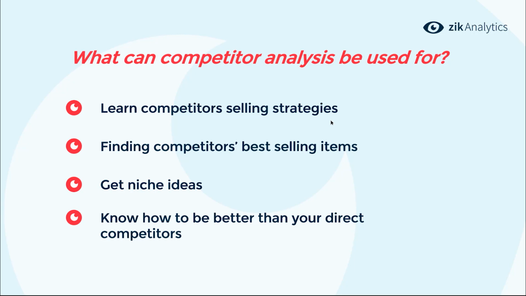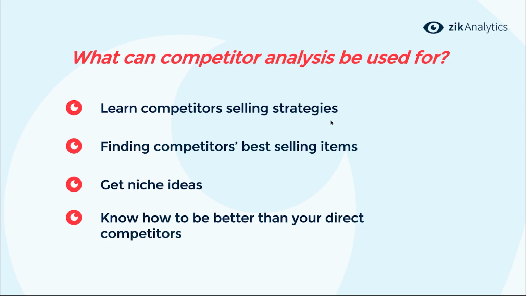Number 3 is get niche ideas. Again, as I mentioned in the previous video, we can find niche ideas everywhere. We can also find niche ideas inside competitors. When we do competitor analysis, we see their best-selling items. If we see an item with a lot of sales, it's a sign of a hot niche. So we can take the keywords that define this niche and search them in the product research. And we can know how to be better than our direct competitors.